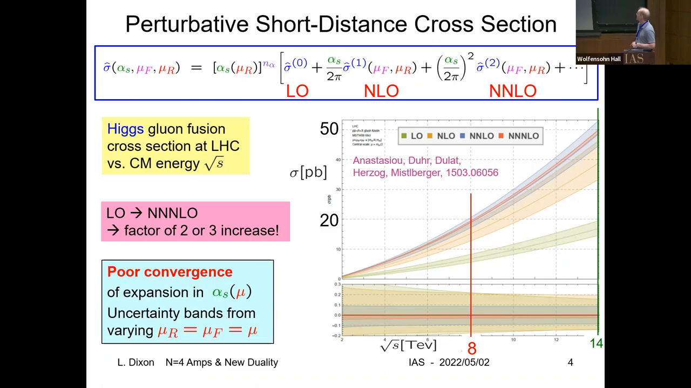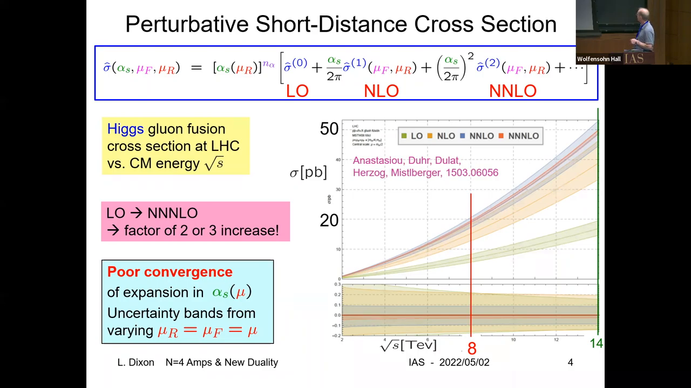And people have gone not just from this leading order approximation, not just next to leading order, but all the way to N cubed LO, working out the short distance cross section for producing a Higgs inclusively in gluon fusion at the LHC. The reason they've done this is because it's necessary to get enough precision to compete with experimental measurements of the Higgs boson now and in the future LHC running, where much more luminosity will be collected and better statistics.